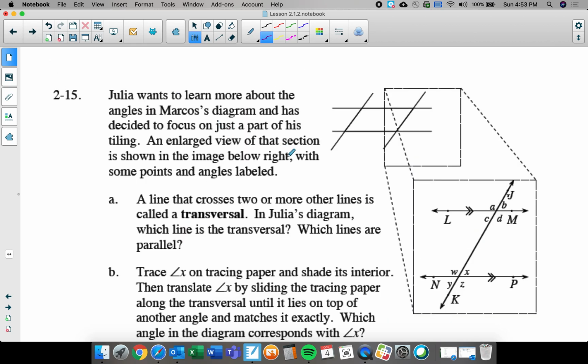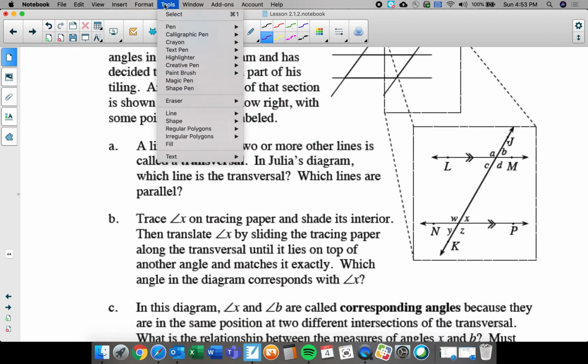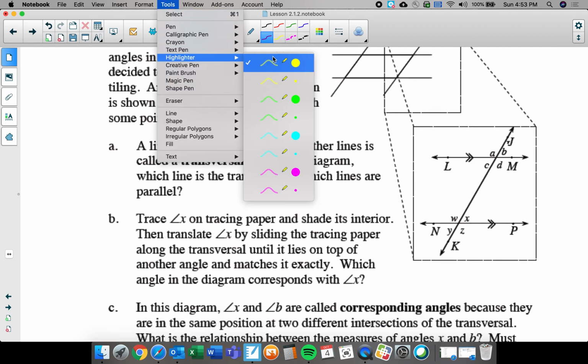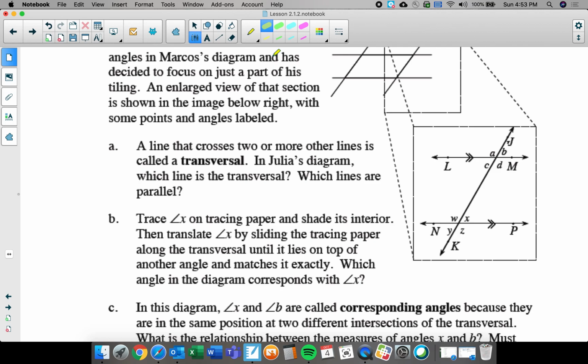So if you notice, it says Julia then wants to learn more about this diagram, and so did an enlarged view of the section. And so here's where we're going to take a look. Here's the first vocab word. A line that crosses two or more other lines is called a transversal. So the one that goes through the parallel lines is called the transversal.